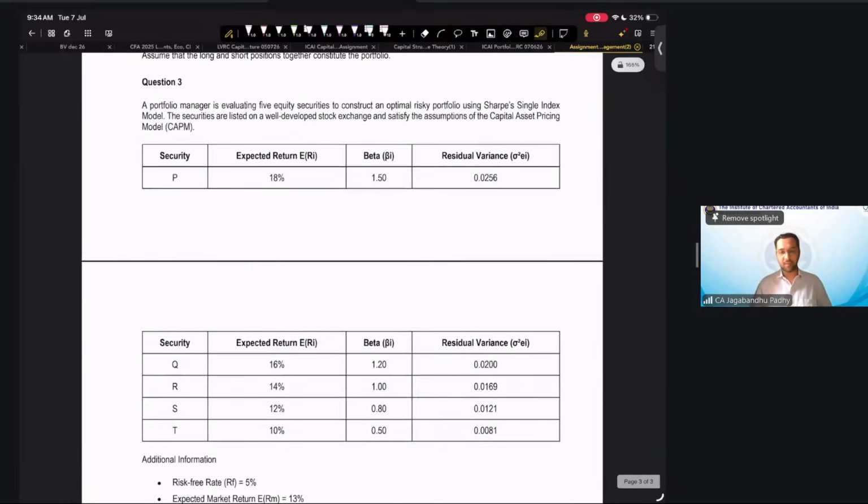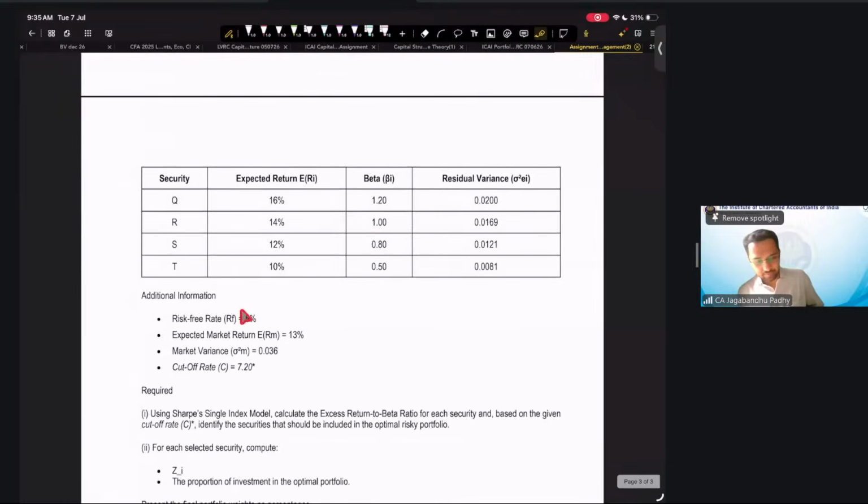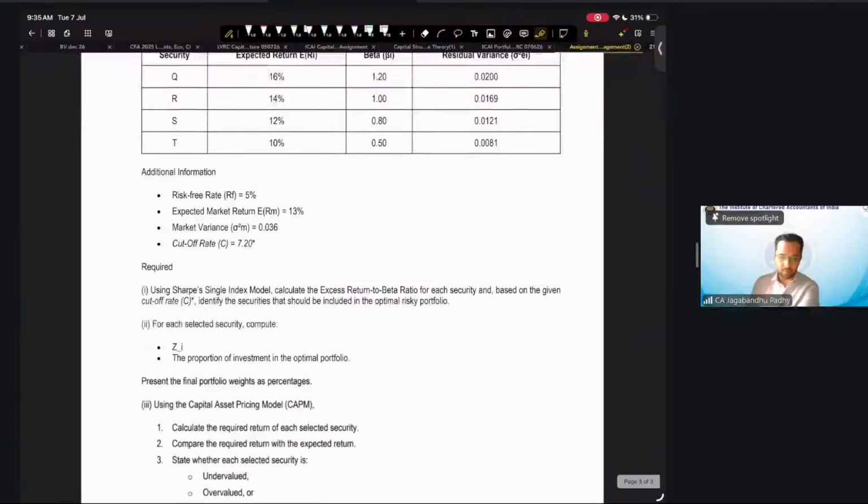So the portfolio manager is evaluating 5 equity securities to construct an optimal risky portfolio using the Sharpe single index model. Securities are listed on a well-developed stock exchange and satisfy the assumptions of the capital asset pricing model. We have securities P, Q, R, S, T; expected returns are given, beta values are given, and then residual variance is given. We have the additional information: risk-free rate is 5%, expected market return is 13%, market variance is 0.036, and the cutoff rate is given as 7.2%. Now, what is the cutoff rate? We'll have a look at it.